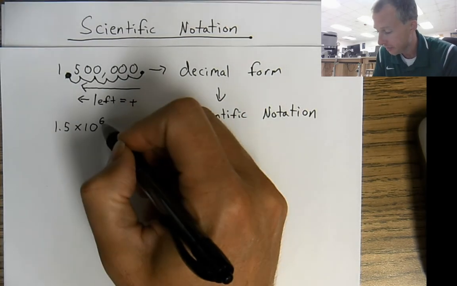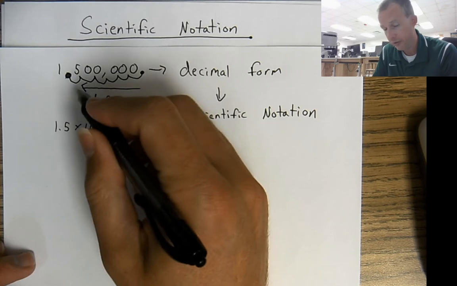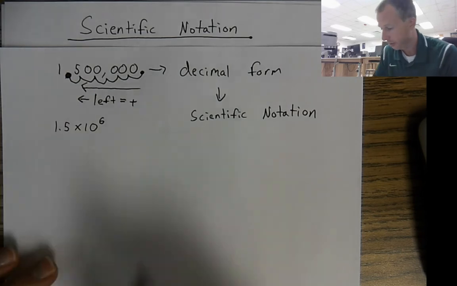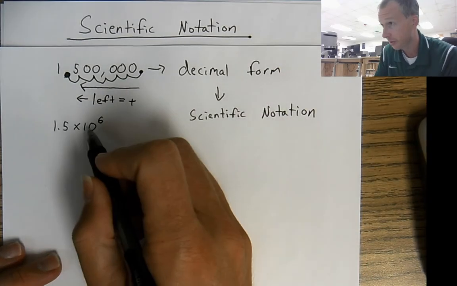It is a positive 6 because you moved the decimal to the left. Your number that you started with was bigger than 1, is greater than 1. All right, so that's how you do this. So you went from decimal form to scientific notation.